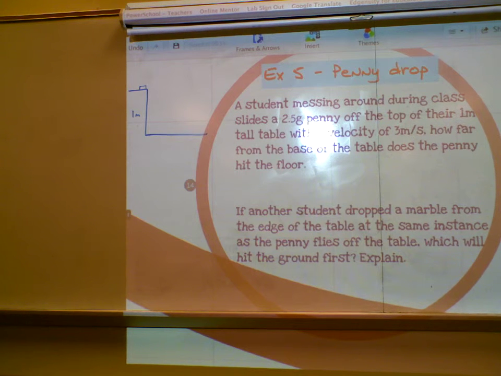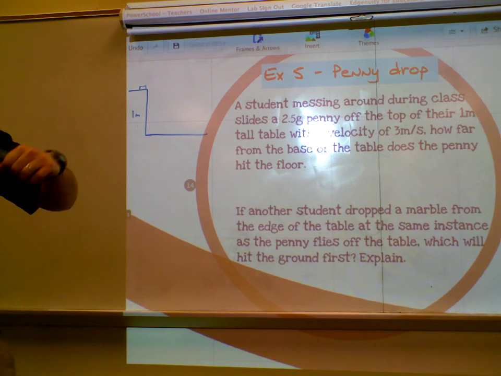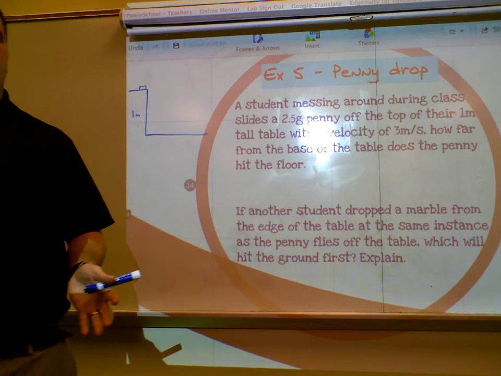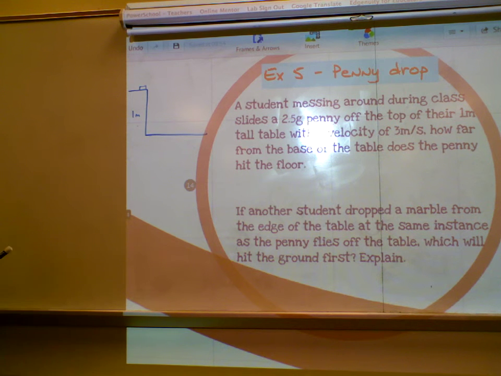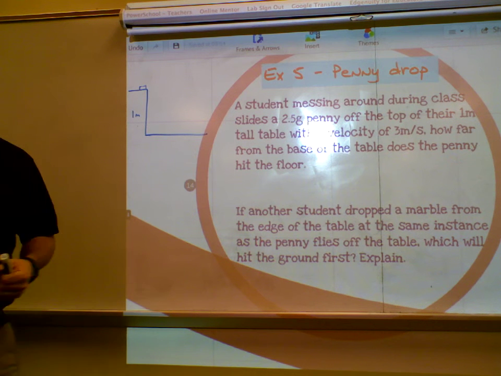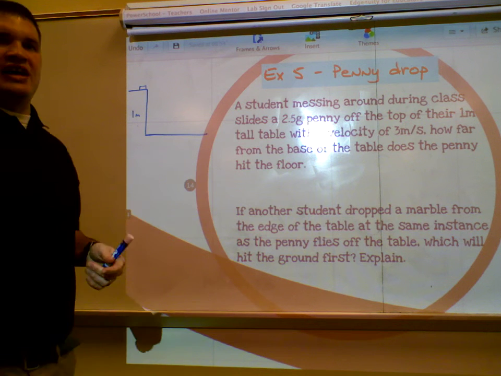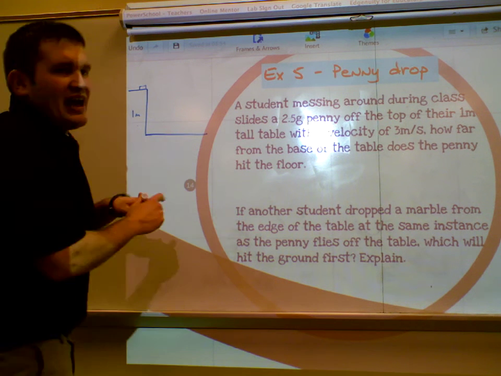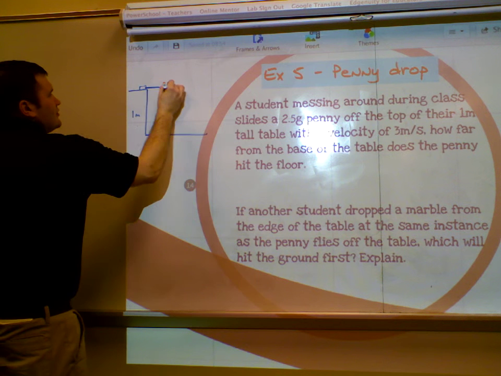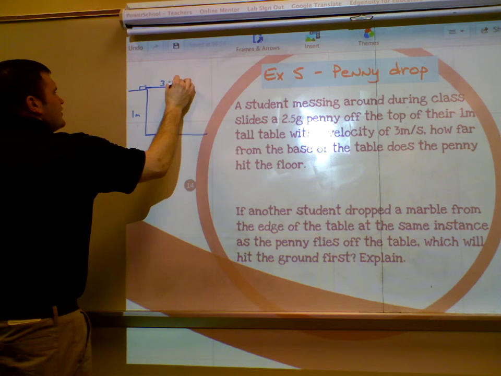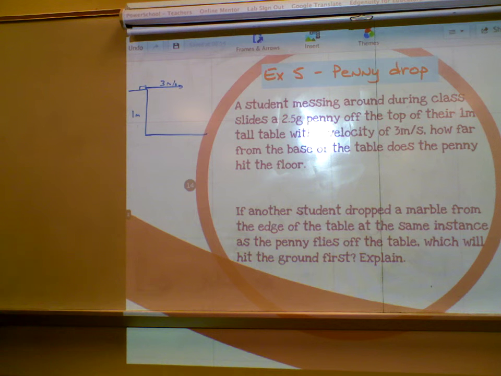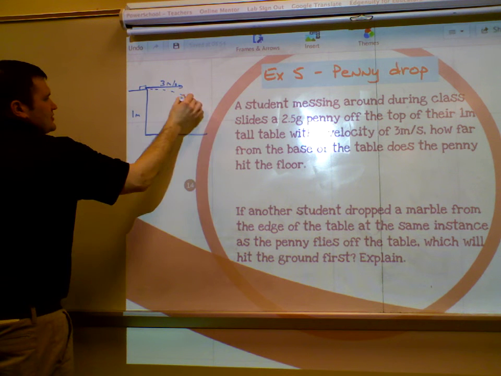Now, before we get going on our X and Y list, which we should have already started on, I did. Okay, let's think about this 3 meters per second. If we're sliding a penny off the table, is that velocity vertical, horizontal, or both? Horizontal. The tabletop is horizontal, right? That's why I picked the table, not a desk. So this velocity is horizontal. The 3 meters per second is right there. Now we want to see where that penny lands.